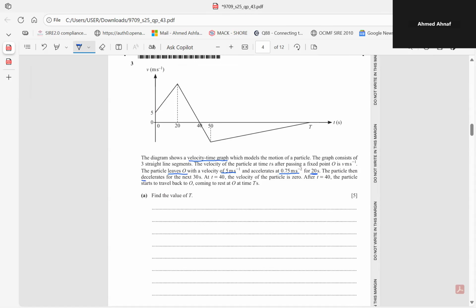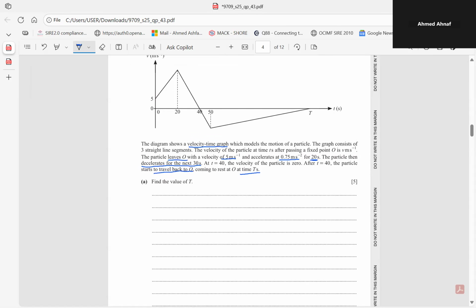The particle then decelerates for the next 30 seconds. So you can see the velocity is decreasing from 20 seconds to 50 seconds. At t = 40 seconds, the velocity of the particle is 0. And then at t = 40, the particle starts to travel back to O, coming to rest at O at time t seconds. All right, so using all this information, for the first part, we're supposed to find the value of t.